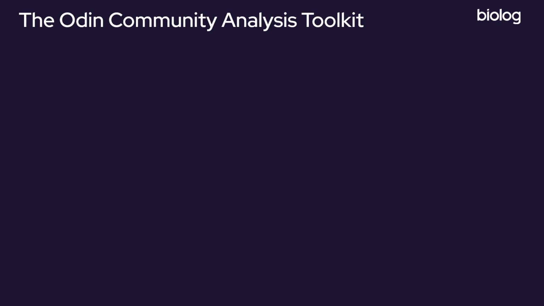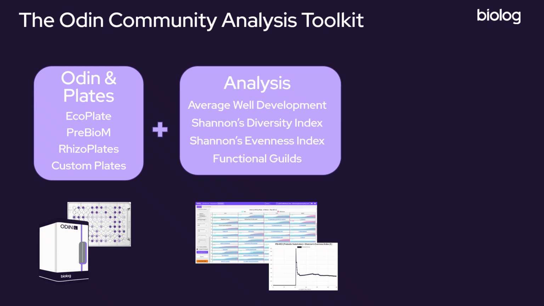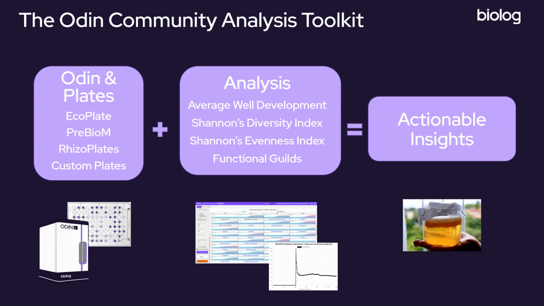So where does the Odin Community Analysis Toolkit come in, and what does it look like? Well, first comes the Odin instrument, obviously, and the community analysis plates, which do all of the heavy lifting for incubating, reading, and challenging the microbial communities in a variety of conditions and substrate utilization tests. The other half of the toolkit is the Odin analysis software, which comes with powerful analytical metrics that we'll talk about shortly, each of which have their own unique benefits. Together, this system gives you the ability to really gain a good understanding of your microbial communities and take action based on your results, such as adjusting the structure of a community to tune its phenotypic output.